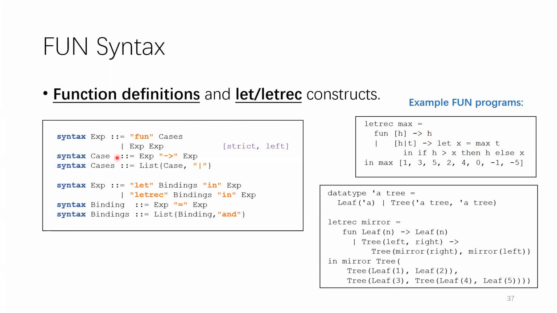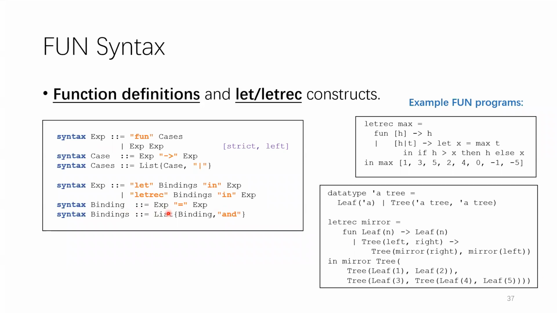So we define a case as this. A case is an expression, arrow, the expression, and cases is just a list of cases separated by the vertical bar. And the function definition is just a fun followed by the cases, right? And then we have the function application, which is like in lambda, it is strict and it's left associative.